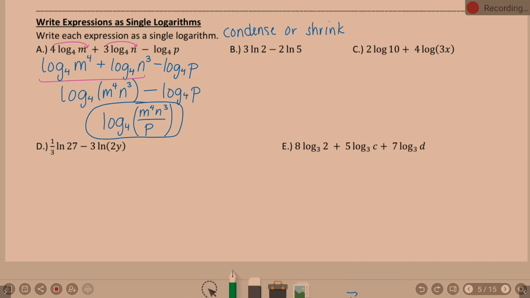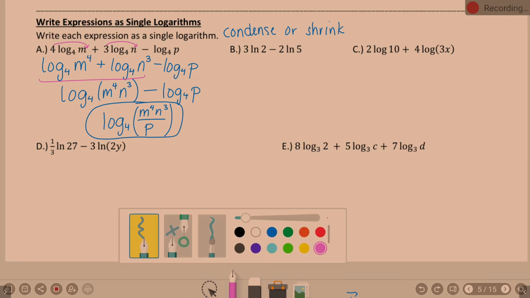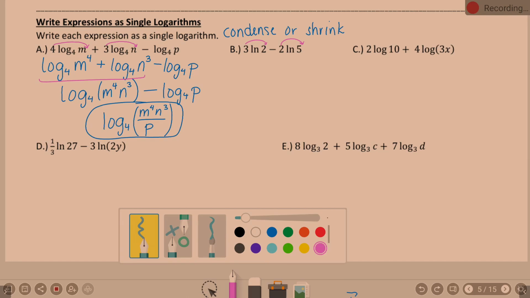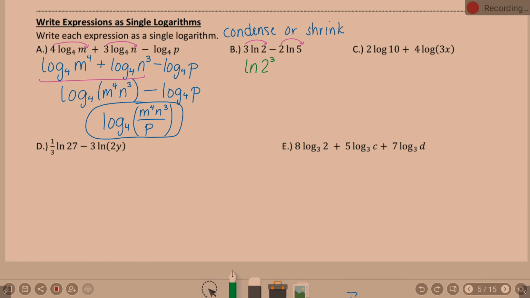Okay, guys. B. Where are we starting? I'm going to keep us moving so I don't run out of time as a class. Bring the numbers in the front to the exponent. The 3 becomes a power on the 2, and the 2 becomes a power on the 5. So when I rewrite this, I have natural log of 2 to the 3rd minus natural log of 5 squared.